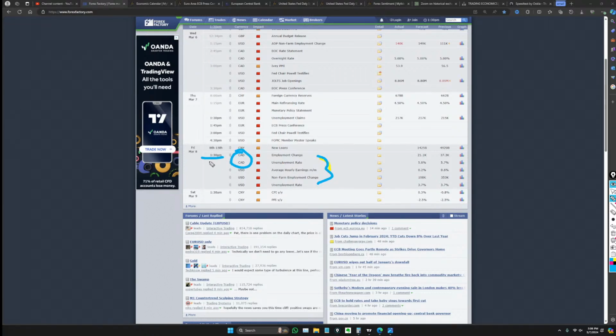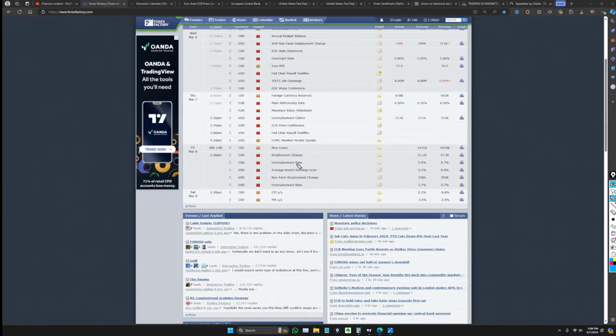Sometimes we have a tendency to neglect the Canadian pairs during this news event. Sometimes, in hindsight, I'll be trading the dollar pairs, and then after the news I'll look at the Canadian pairs, and the Canadian pairs will sometimes make just as good an entry, if not better, than the U.S.